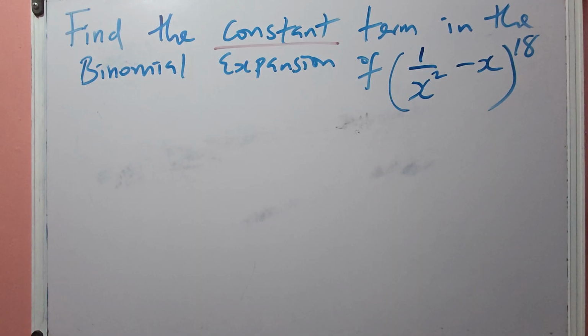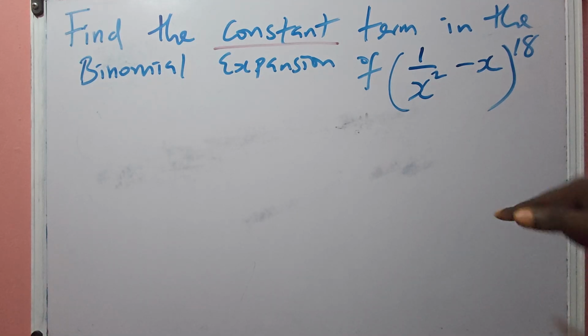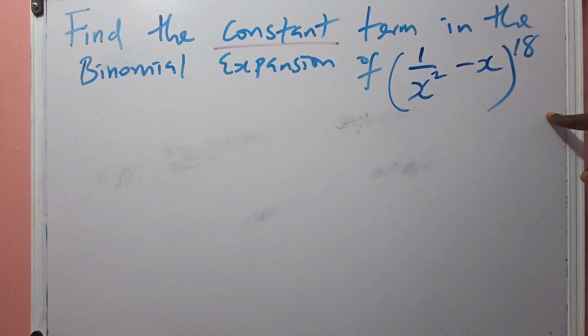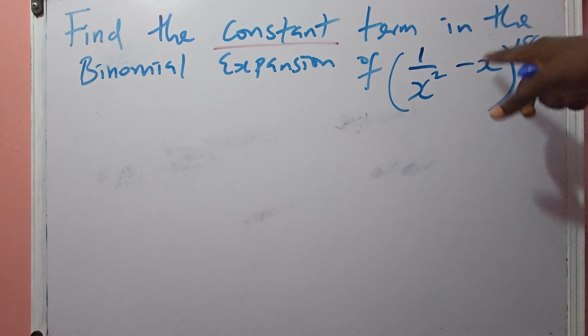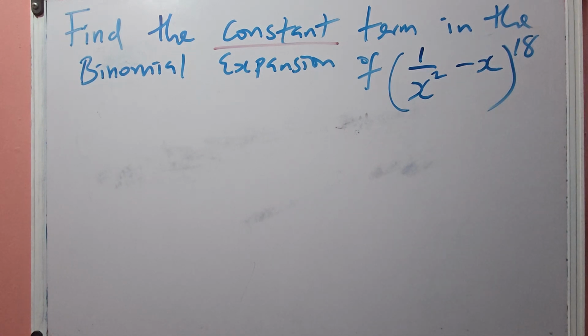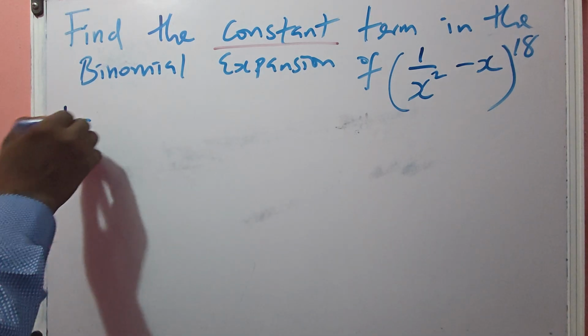All right, let's try a different question, looking more technical at this point. Let's see how to find a constant term in this particular binomial expansion. If we decide to expand this completely, of course you understand this is raised to the power of 18, you will spend a lot of time trying to find a constant term. So it's not worth it. What you have to do is look for a quicker way, which is what I explained in the last example.